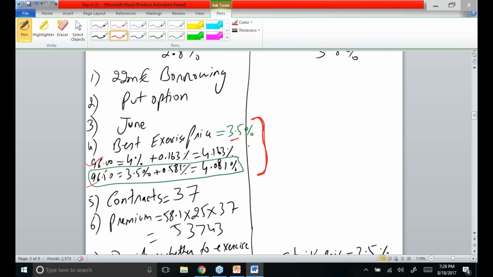If you state the reason why you have chosen 3.5, you will get the full marks. You will get the marks even if you have solved your question with only one exercise price. Because normally the examiner awards the marks for the different exercise prices, but you will get the full marks if you state the reason that I have chosen 3.5% because on a net of premium basis, it has overall lower cost. So that's how you're going to get the full marks, even by solving your question with one exercise price.